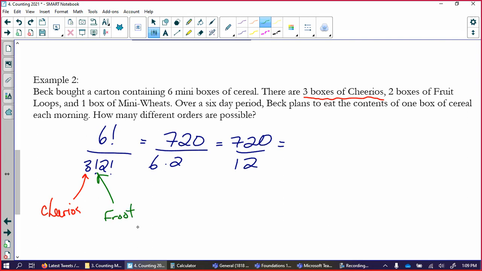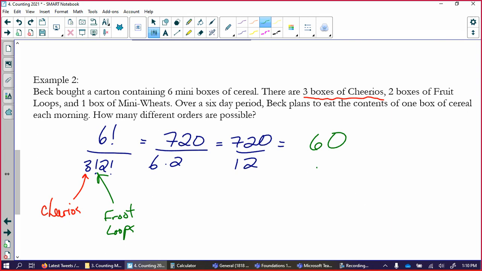Fruit. I misspelled it there because Fruit Loops are actually 2 O's. So anytime you have something that repeats in an order, we have to take out the fact that those 3 boxes of Cheerios are the same, because one is the same as the other, so we just work that out. So Beck could eat those boxes of cereal over 6 days, 60 different ways.